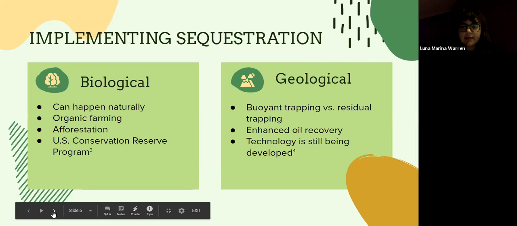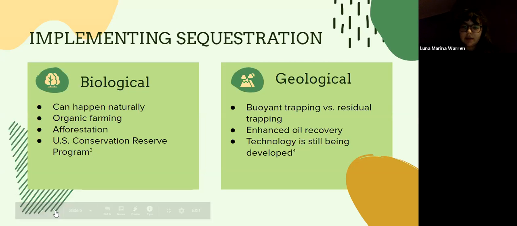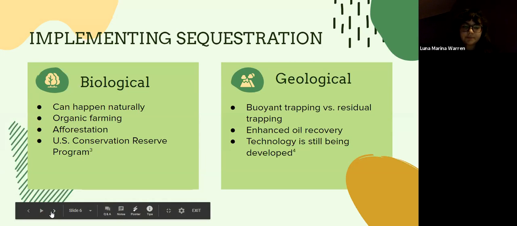And geological has several different trapping methods, including buoyant trapping and residual trapping, which use surface tension and pore seals to keep the carbon below the earth. There's also enhanced oil recovery, which can be done to get every last drop of oil out of the ground. But for the most part, the geological capture is still being developed in different technologies.